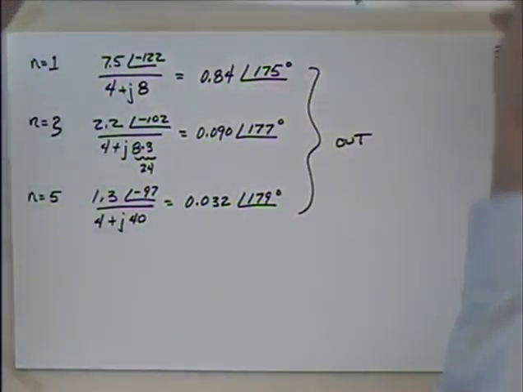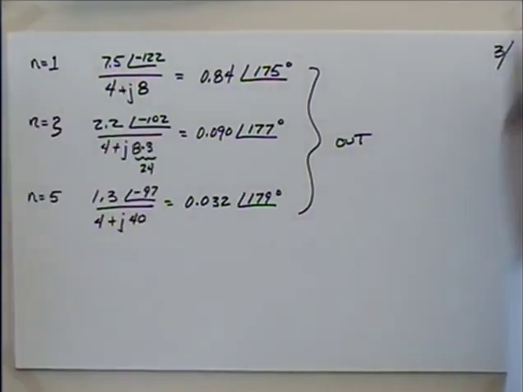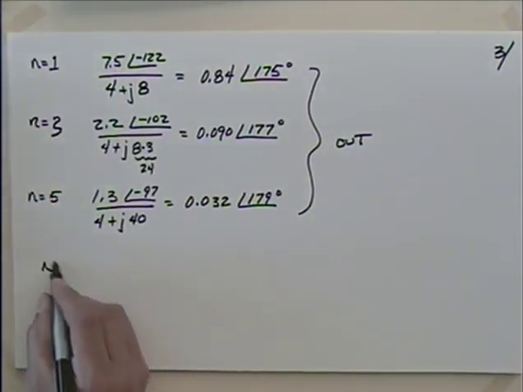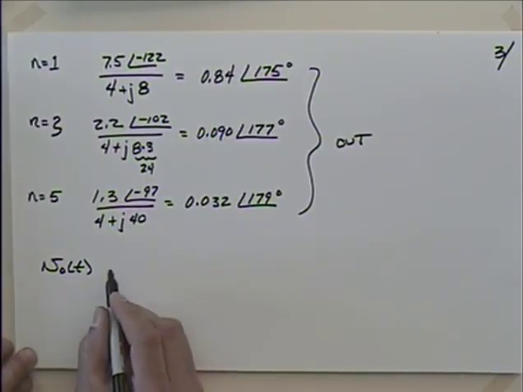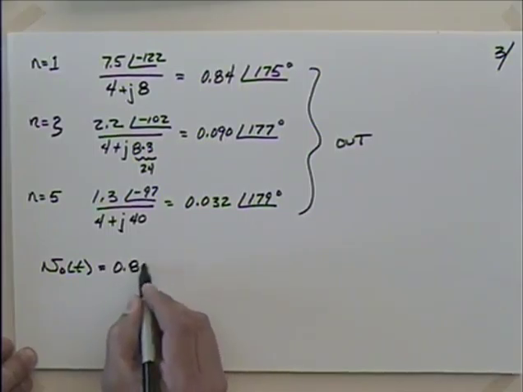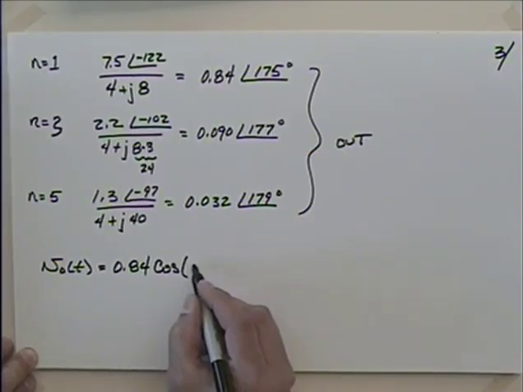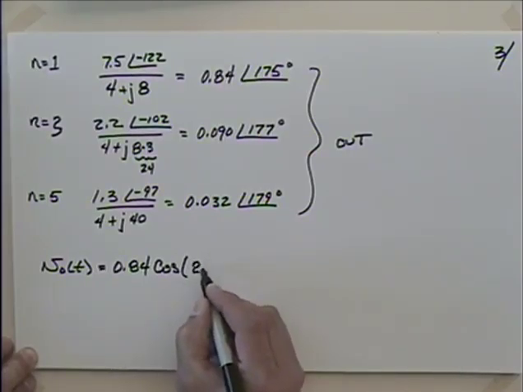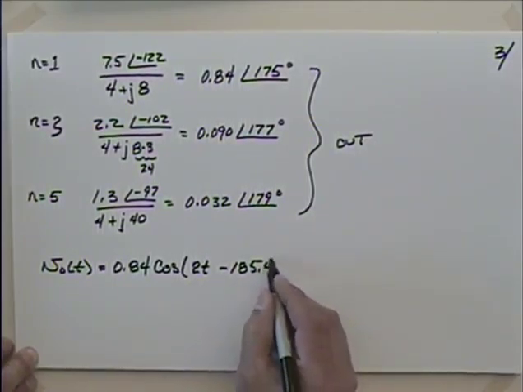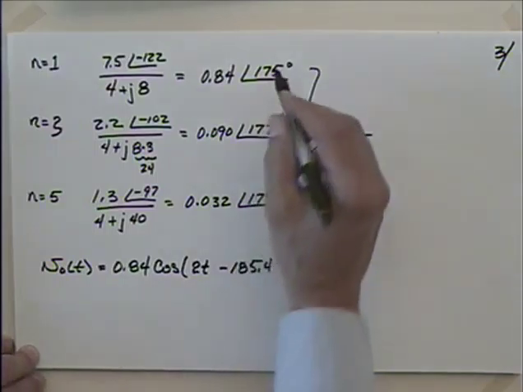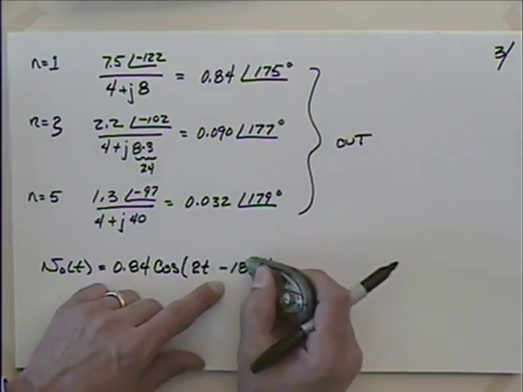Going back and looking at the circuit, that's the voltage across that resistor there. Well, we could put this back into the time domain if we wanted to. So we could look at v0, the voltage across that 1 ohm resistor I was just showing you. We could say 0.84 times the cosine of omega naught t, so I'll just have 2 times 1, which is 2t, and then minus 185.4. No, that's the complement of that, isn't it? So I'll just say positive 175.